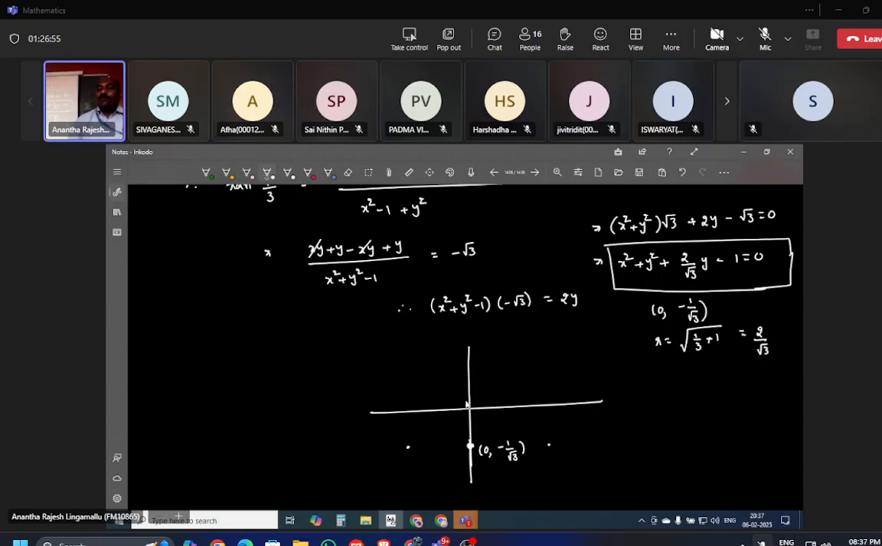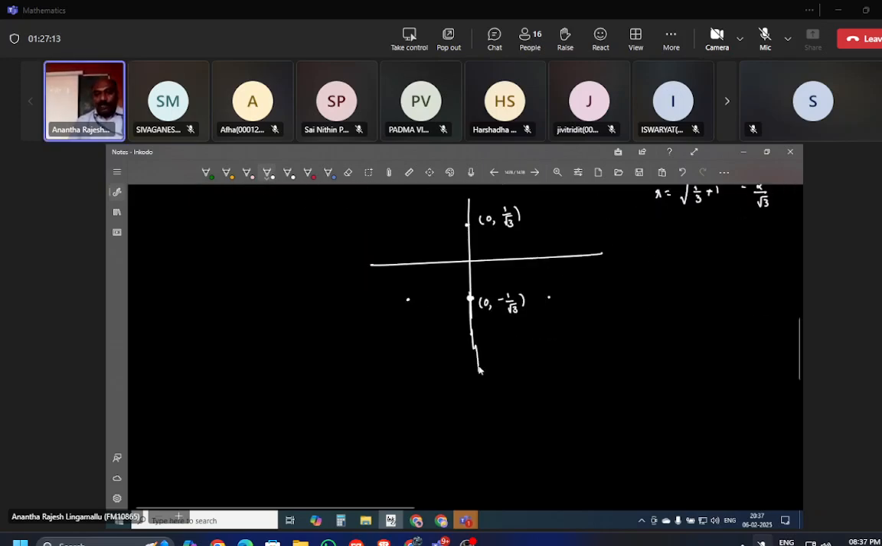Next here. How much distance can I go? 0 comma 1 by root 3. Distance is now 2 by root 3. Very good. And similarly here 0 comma minus 3 by root 3. So this is the circle.